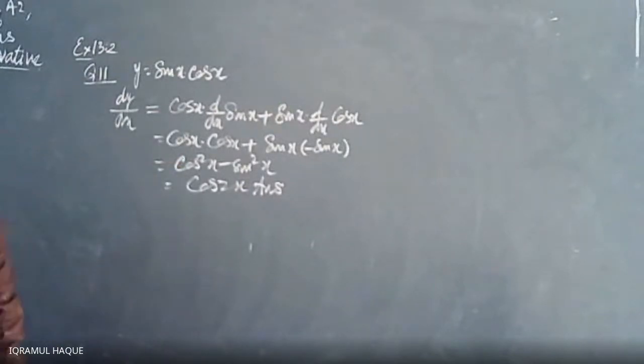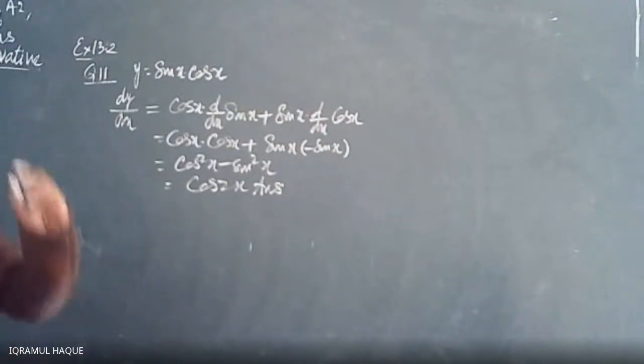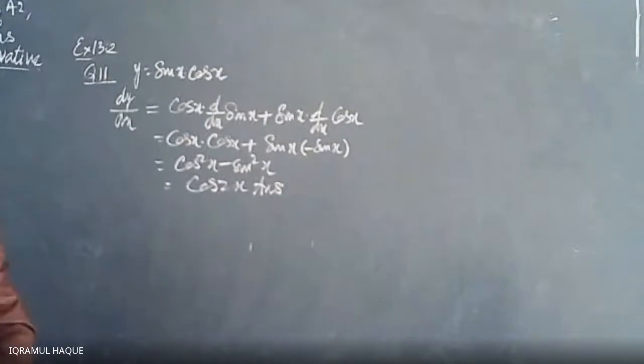Second part, derivative of sec x, I have found already in the previous lecture, so you can find it. Third part, derivative of 5 sec x plus 4 cos x.